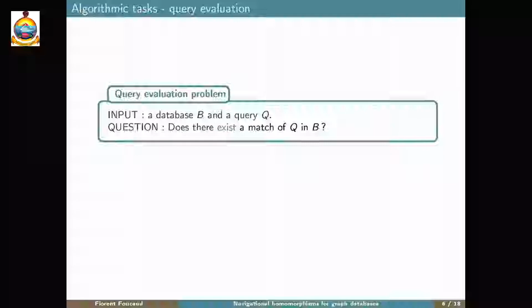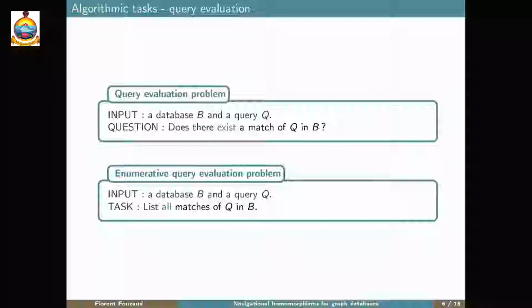From the algorithmic point of view, the first basic problem will be, okay, you're given a database in general, and a query, and does there exist a match of that query, meaning does there exist a homomorphism from that query to that graph, okay? So that's what they call in that community the query evaluation problem. Then you can actually ask for a more complicated task, which is to find all the matches, okay? So that's what we could call enumerating all the matches, so I can call that the enumerative query evaluation problem. So again, I'm given a database, a query, and I want to list all the homomorphisms from Q to B. So that's the kind of thing that people study.